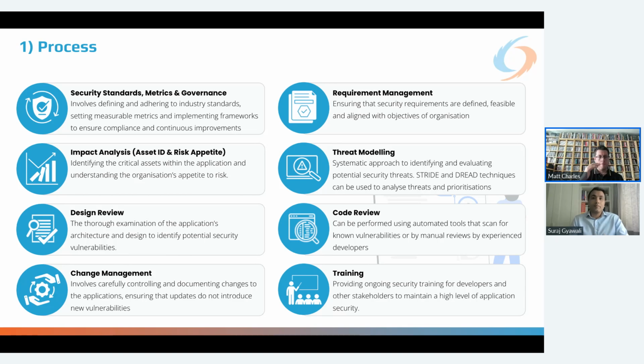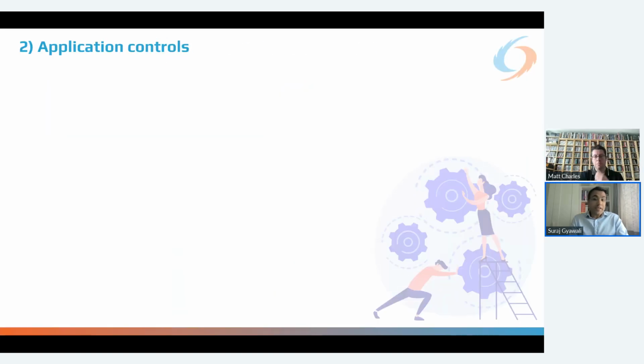So, moving on to the next part then, we've talked about processes. Now, what about application controls? So what kind of application controls, in your opinion, Suraj, are essential in order to fully embrace security by design? Right. As you mentioned, getting the leadership team on board is probably the most critical aspect to make this security by design initiative successful.